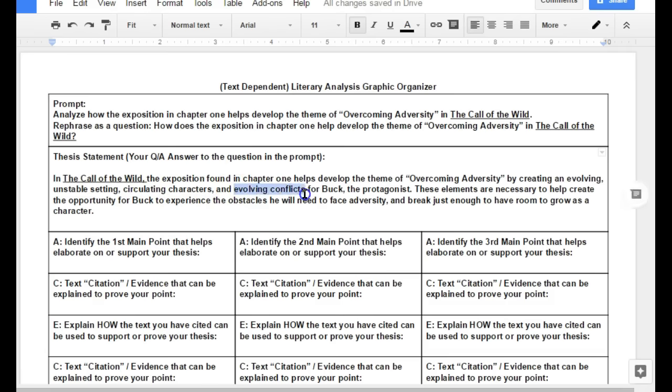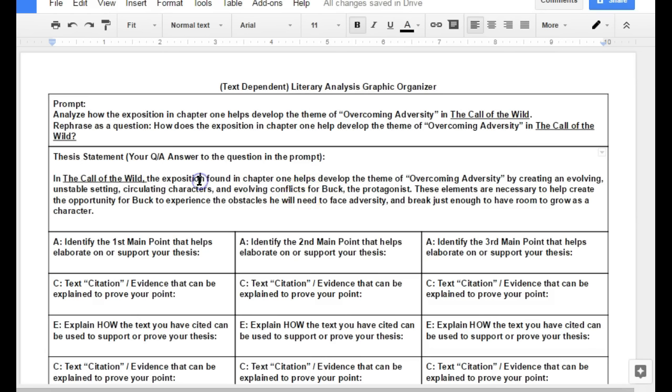And finally, evolving conflicts. Now, obviously the conflicts are just getting started. The story would be really, really short if we were getting close to any sort of resolution or even the climax of any of those conflicts. So we're going to talk about the importance of the exposition in creating the conflicts that are going to be evolving.